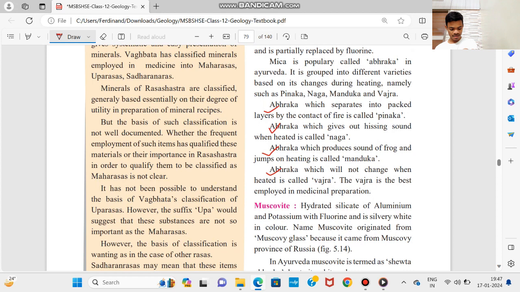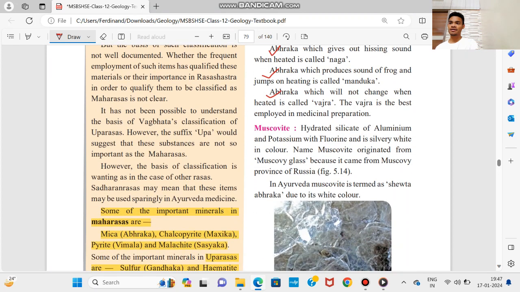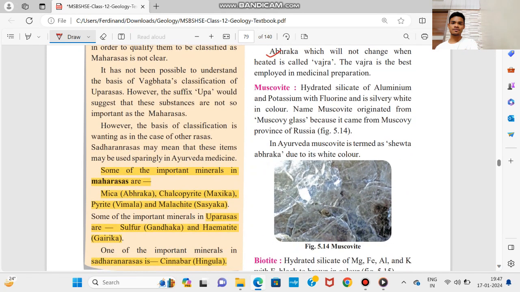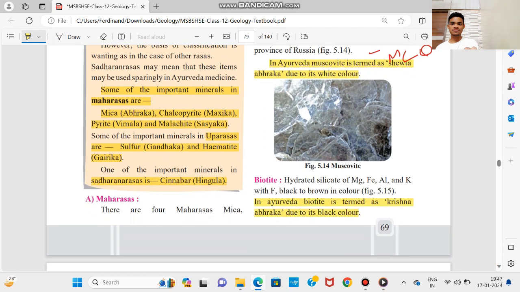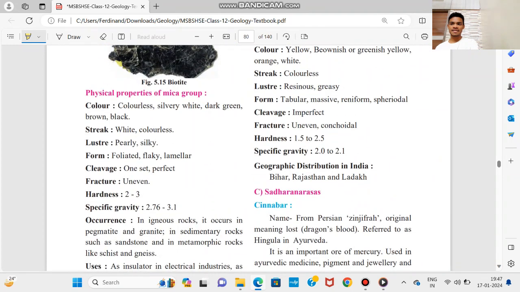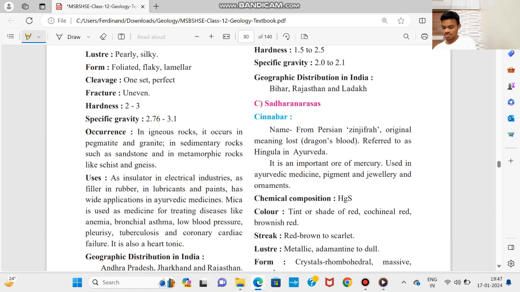Next we come to muscovite. An MCQ had come in 2022 for 1 mark: Shweta Abhraka, this thing in Ayurveda, is termed as muscovite. Then biotite, you have to remember this also. Next, physical properties of mica. Uses you have to remember.